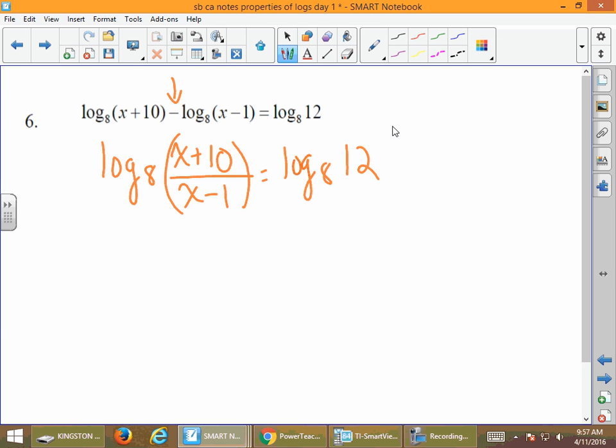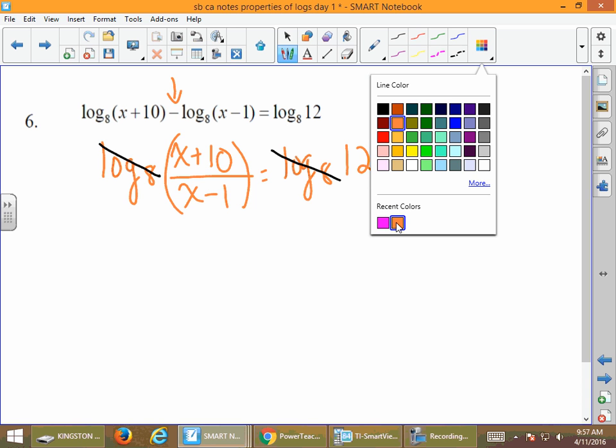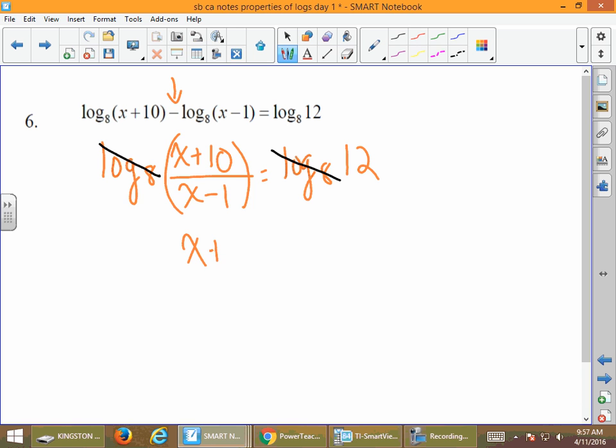We have a log base 8 on the left side. We have a log base 8 on the right side. We can ignore the log base 8s. That is not going to help us solve the problem. We have x plus 10 divided by x minus 1 is 12. Now we want to solve here. So remember, we need to get that x minus 1 out of the denominator.